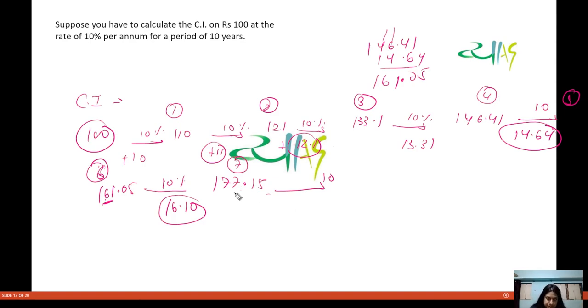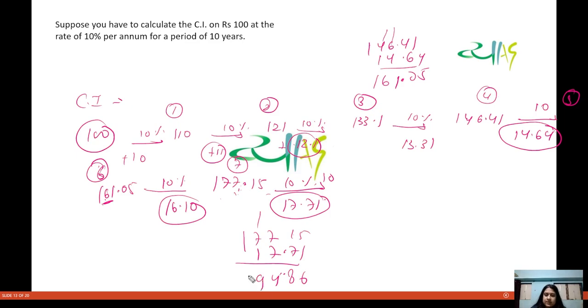After this, in the eighth year, what are you going to get? 10% of this again, so 17.71 you will add to this. So this becomes 194.86. This is for the eighth year.